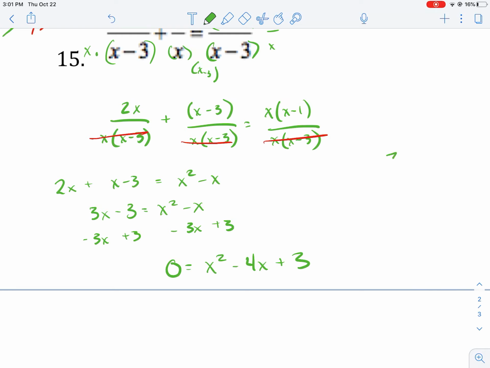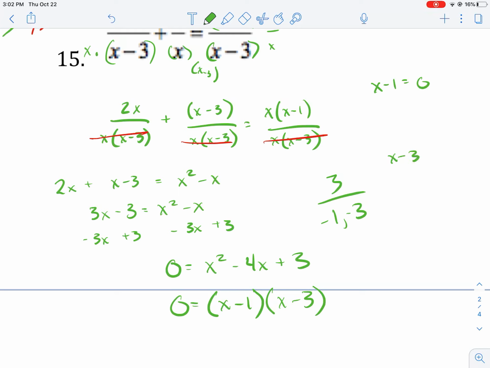So now we're looking at the factors of 3. What are the factors of 3 that multiply to a positive 3 and add to a negative 4? Well, they both have to be negative. And so therefore, we're looking at x minus 1, x minus 3. Set both of these equal to 0. x minus 1 is equal to 0, x minus 3 is equal to 0. Plus 1, x equals 1. Plus 3, x equals 3.